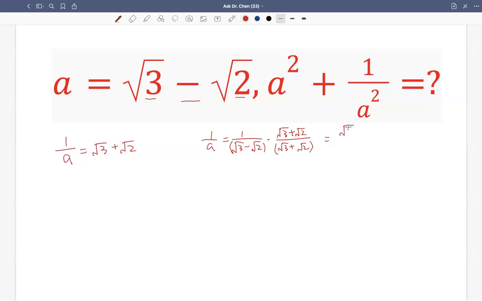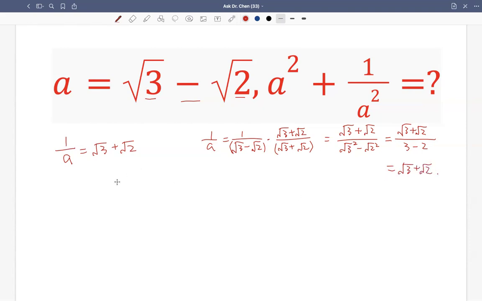So the numerator is 1 times the square root of 3 plus the square root of 2. But the denominator is the square root of 3 squared minus the square root of 2 squared. Difference of two squares, right? A plus b times a minus b is a squared minus b squared. The numerator is just the square root of 3 plus the square root of 2. The denominator is the square root of 3 squared, which is 3, minus the square root of 2 squared, which is 2. 3 minus 2 is just 1. So we get the square root of 3 plus the square root of 2.